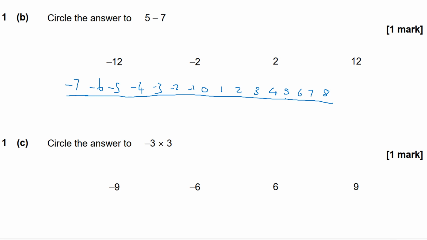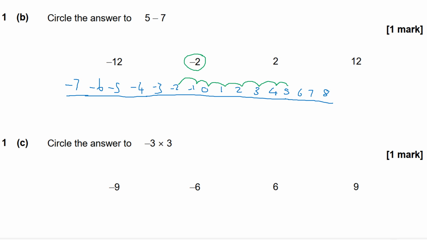So we're going to start off at 5, and then we're going to go back 7. Let's have a nice green colour. So we're starting at 5. We're going to go back 1, 2, 3, 4, 5, 6, 7. So we've started off at 5, and then from 5, we've gone back 7. 1, 2, 3, 4, 5, 6, 7. So we know it's minus 2. So we can just circle minus 2. And then we've got that one.